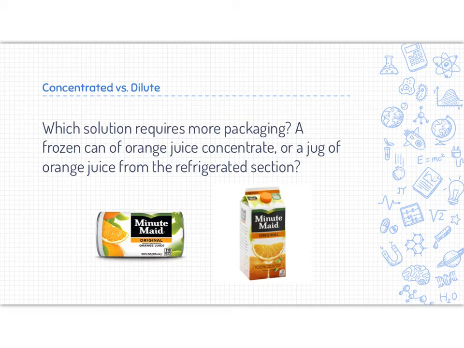So which solution requires more packaging? A frozen can of orange juice concentrate or a jug of orange juice from the refrigerated section? Well, think about how much packaging there is on a can versus this 2-liter carton. The can is smaller, so we may assume that there is less packaging on our can and more packaging on the carton.